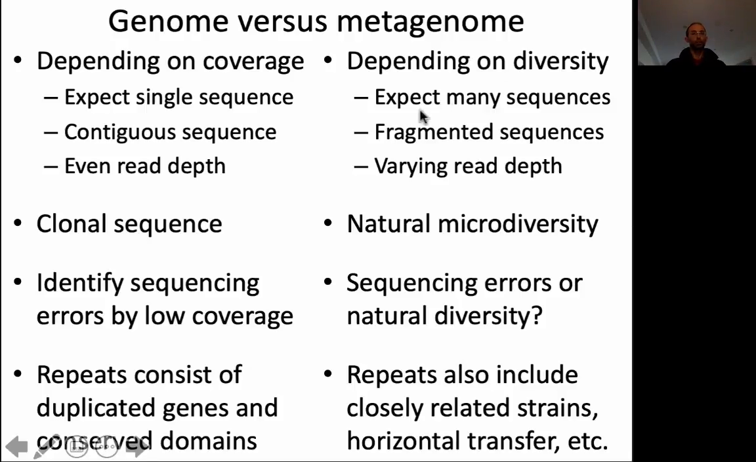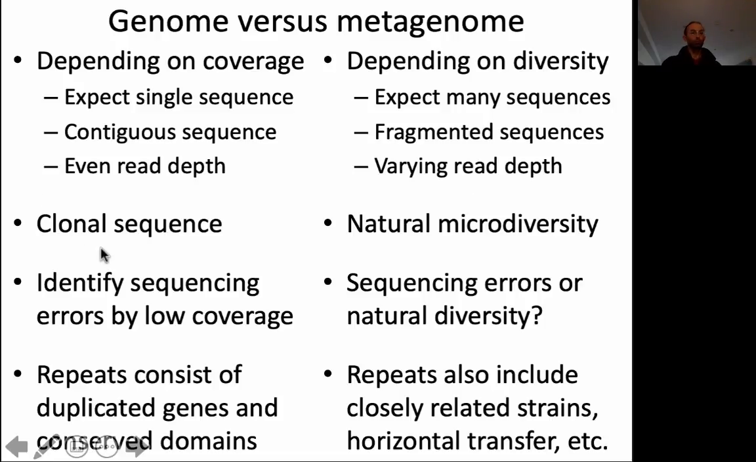In contrast, in metagenome assembly, depending on the diversity, we will expect many different sequences to be assembled because there's many different organisms present, so there's many different genomes that the data are derived from. And the sequences are thus also fragmented. So some of the organisms might be very abundant, leading to a very high read depth, and some might be quite rare, leading to a much lower read depth in the data.